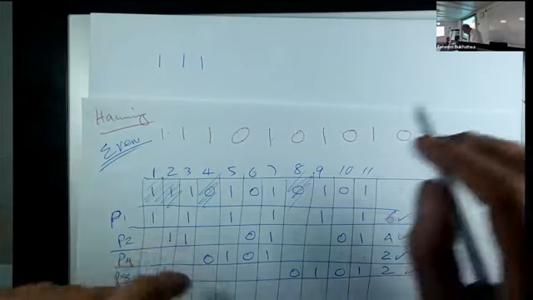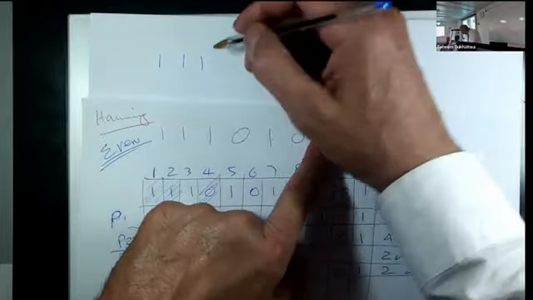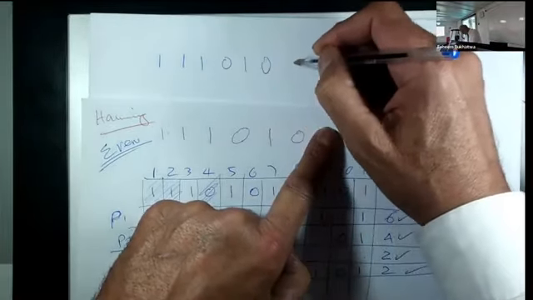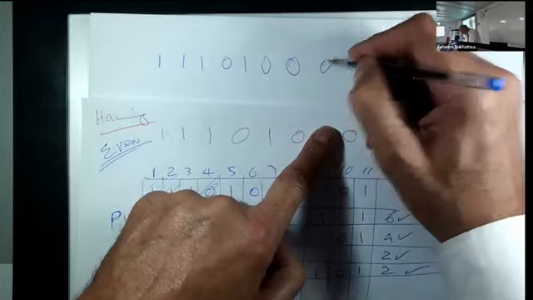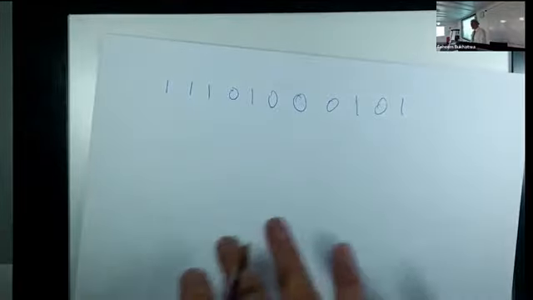Okay, one of the bits. Zero, one, zero, one. Yeah. Now, here's the question again.